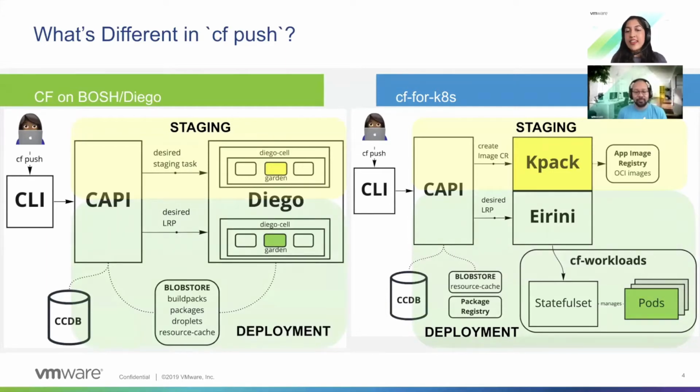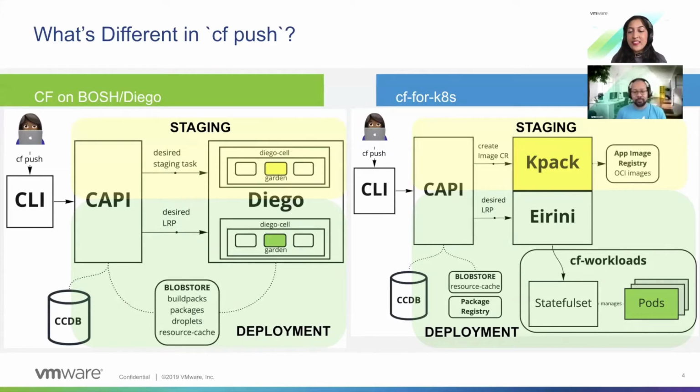In CF for K8s, since we don't have Diego anymore, where do these app instances run? So similar to the CF on BOSH and Diego flow, CAPI sends the desired LRP request to Irene instead of to Diego. And Irene then spins up a stateful set with all of the information that's in the LRP. And this Kubernetes stateful set manages several pods. And these pods, there's one pod for each app instance that's running for the app.